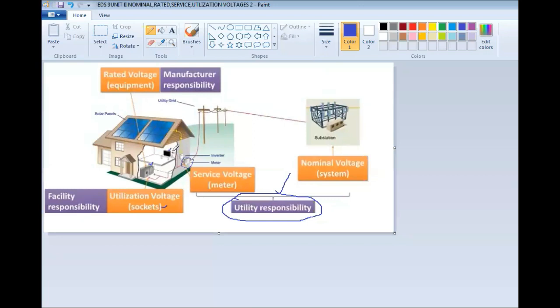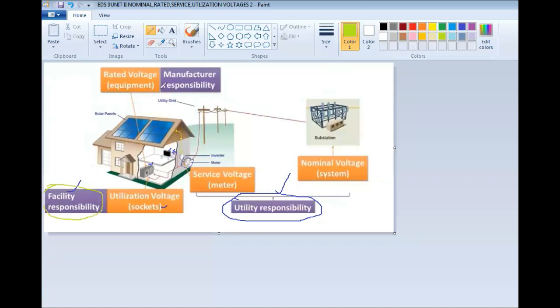So at this level, whatever the voltage available, it is called the utilization voltage. This voltage has to be maintained by the facility, and it is the facility's responsibility.